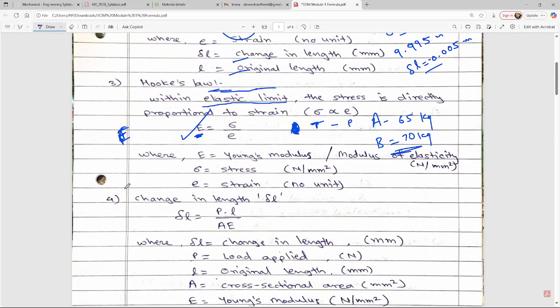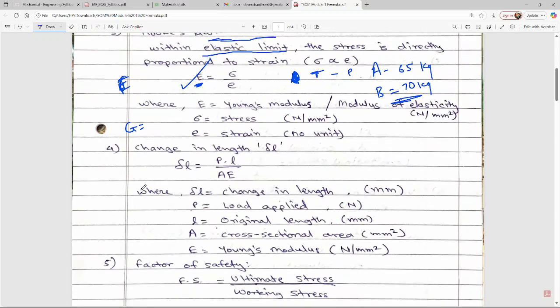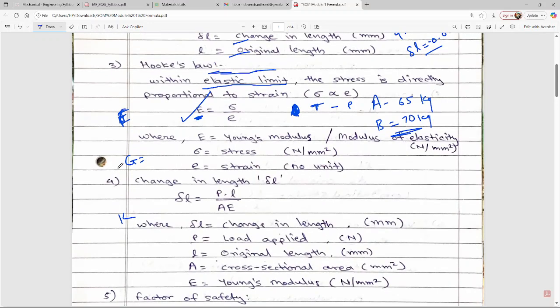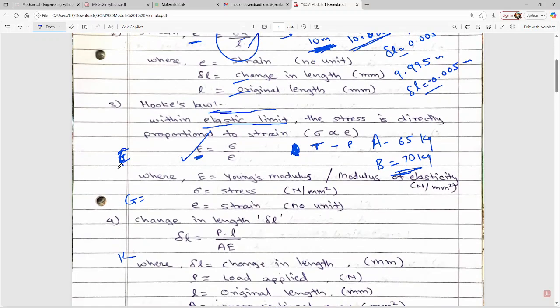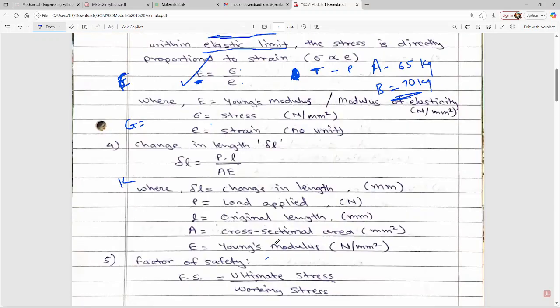And like E, we have G for shear modulus, the shearing constant, and K is the bulk modulus. These are the constants for that particular material. At any point within the limit, stress is directly proportional to strain. Next formula will be delta L.